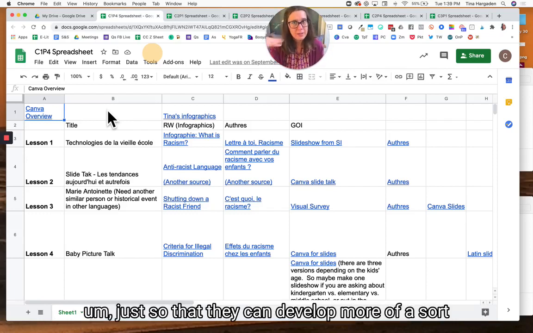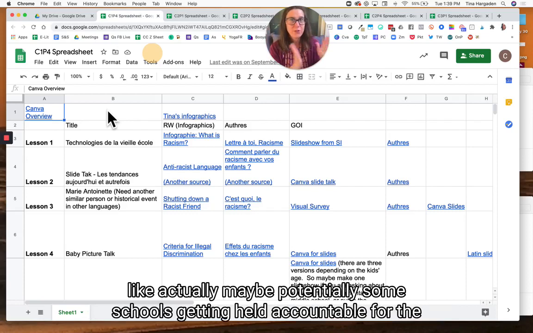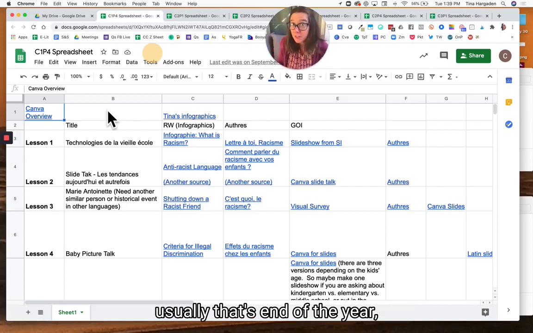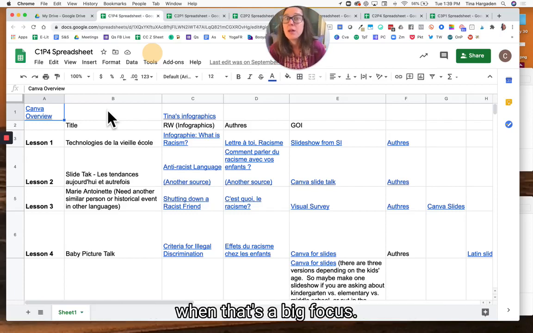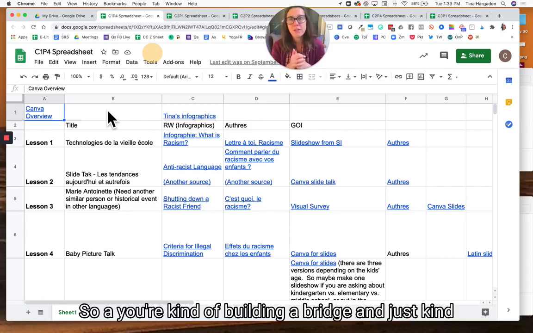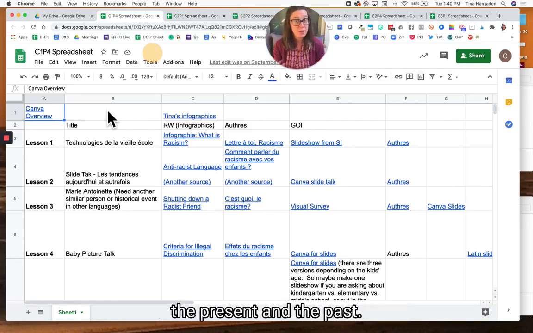just so that they can develop a sense of how it sounds right when they do start being held accountable for the past tense at some schools. Usually that's the end of first year, but most schools seem to focus on it in second year. So this is a way of building a bridge and getting yourself and the students comfortable with navigating the present and the past.